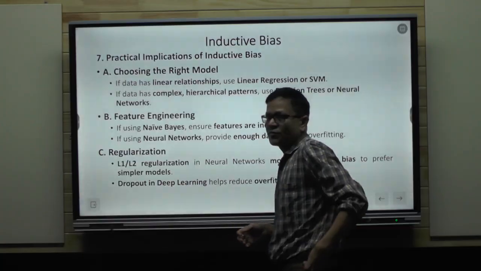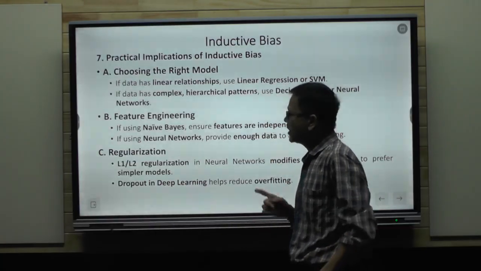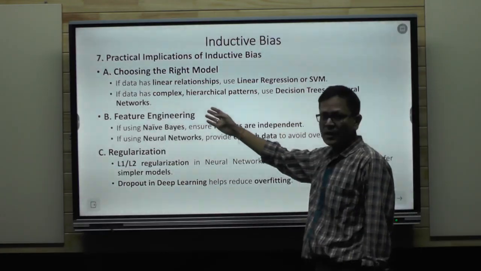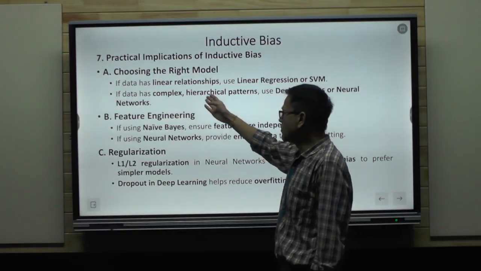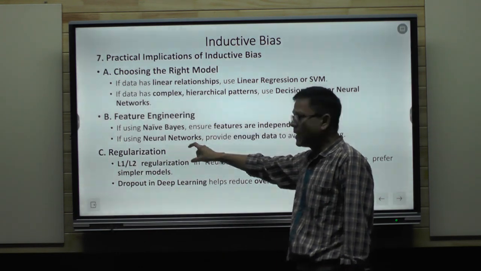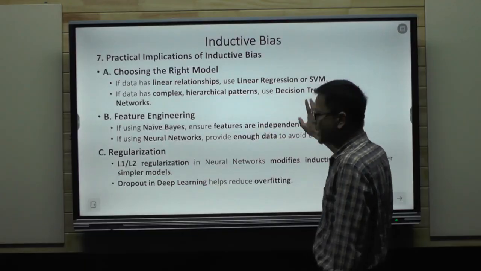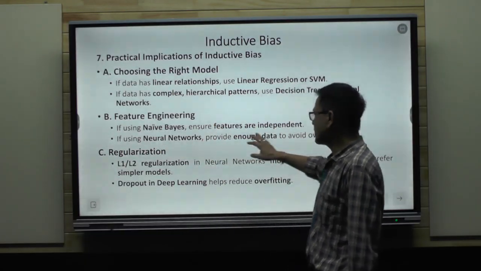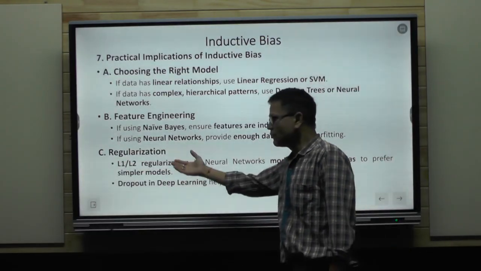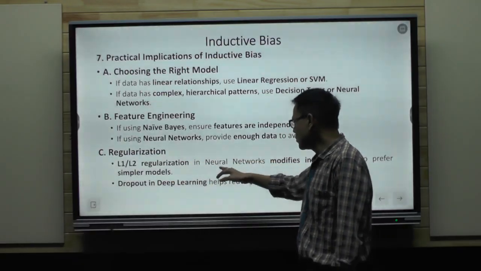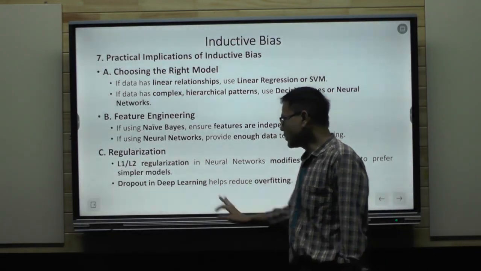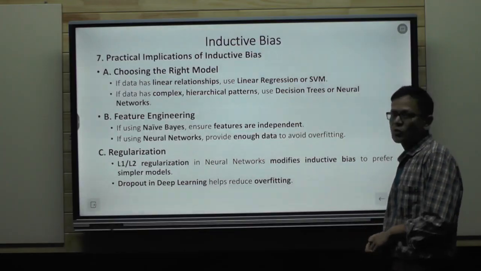Practical implications of inductive bias: choosing the right model. If the data has a linear relationship, use linear regression or SVM. If the data has complex hierarchical patterns, use decision trees. For feature engineering, if you are using Naive Bayes, ensure the features are independent. If you are using a neural network, provide enough data to avoid overfitting. L1 and L2 regularization in a neural network model modifies the inductive bias to prefer simpler models. Dropout in deep learning helps reduce overfitting.